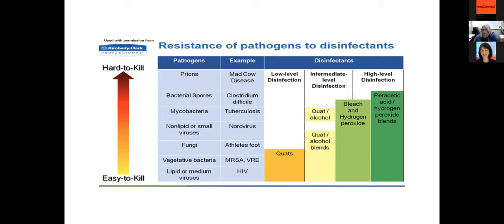And then as you get higher in the list, you start to see intermediate level disinfectants, which might be combination disinfectants that combine alcohol and quaternary compound blends. And then bleach starts to enter the picture. It kind of goes across the intermediate and the high level. And then peracetic acid or hydrogen peroxide blends, those are the things that really move up the ladder, but are much more complicated to use, and you don't want to use something that is overdone to kill something that you can handle with less risk to people. So those are the things in terms of disinfection to think about.